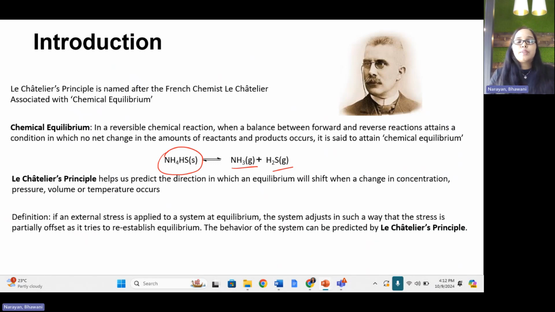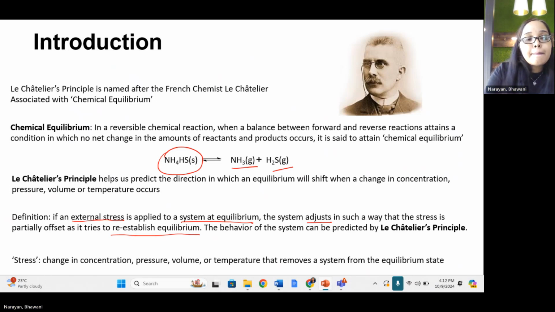Now, I would define Le Chatelier's principle in the following manner. If we apply an external stress to a system at equilibrium, the system adjusts in a way such that the stress is partially offset as it tries to re-establish equilibrium. The words here, the external stress, system at equilibrium, adjusts, and stress is partially offset, and re-establishing equilibrium, are important concepts when you write the definition of Le Chatelier's principle. You could express them in your own words, but make sure you convey the idea right.